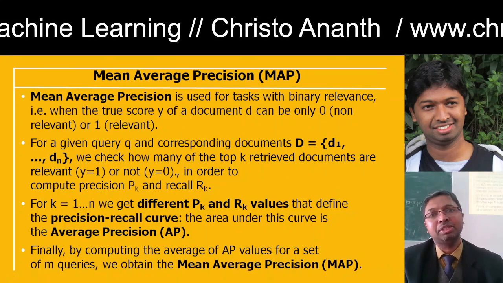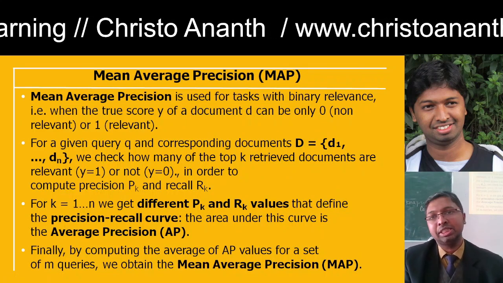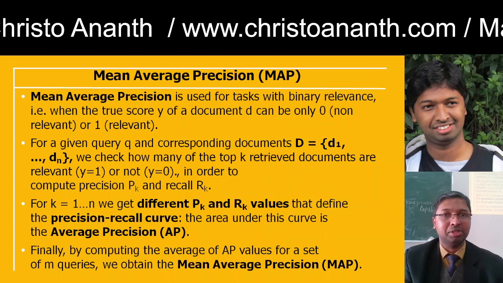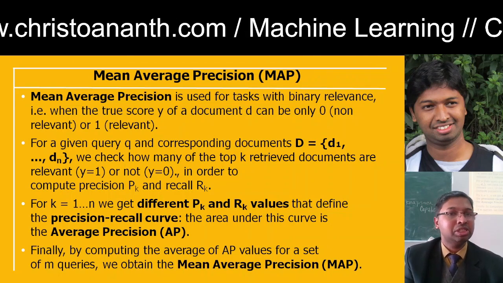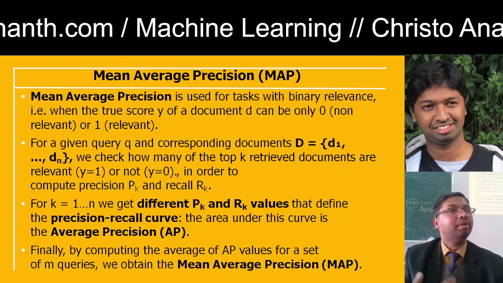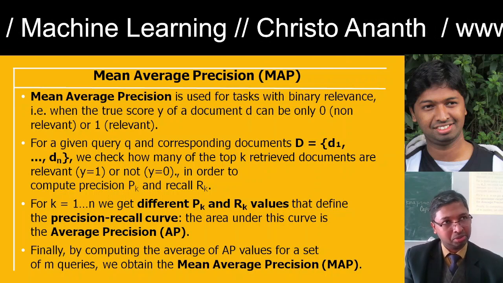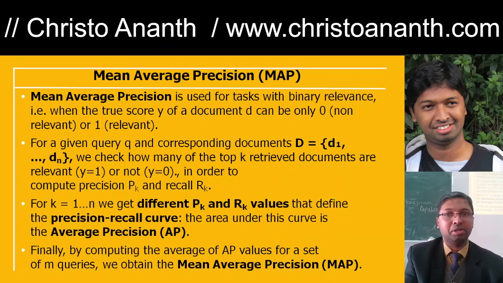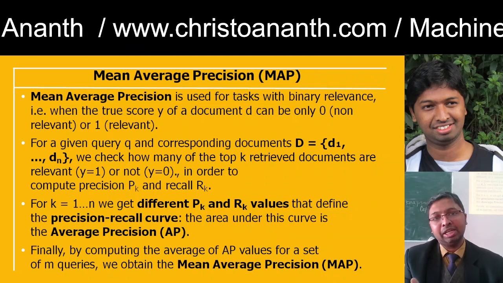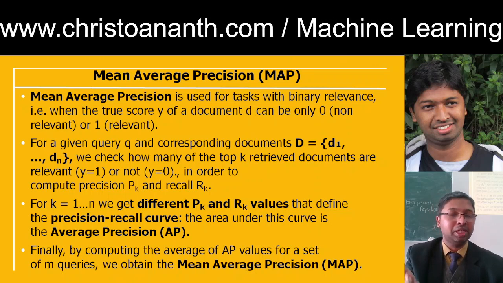Mean average precision, you can use it for tasks especially with binary relevance. So when the true score y of the document d can only be 0, which is non-relevant, or 1, which is relevant, either binary thing will be there. 1 means relevant, 0 means non-relevant. Accordingly we will be calculating for the corresponding documents d equal to d1 up to dn.